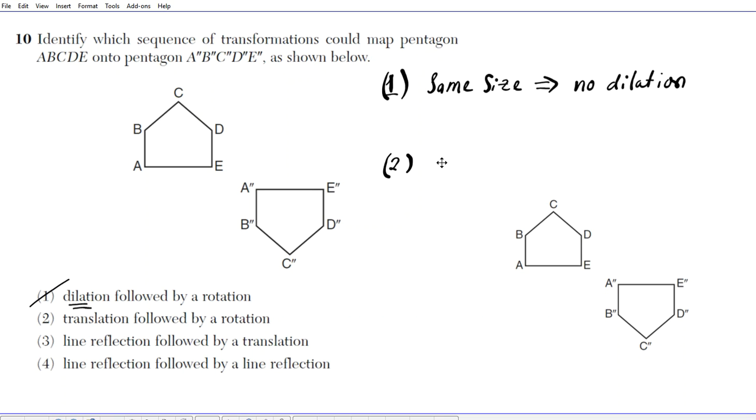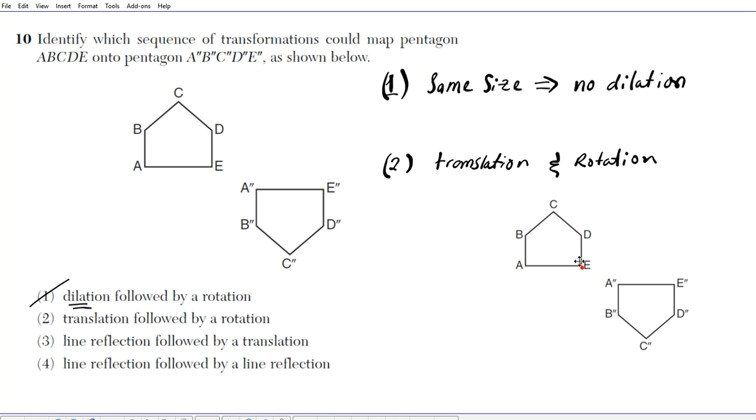We have a translation to take you to the prime, and then a rotation. Does this work? Alright, so let's try it out and see if it works. You don't have to draw the entire shape for the transformation. You can just focus on one point.